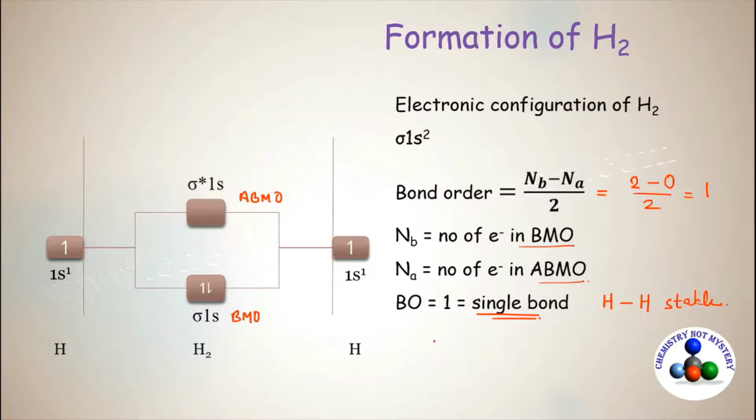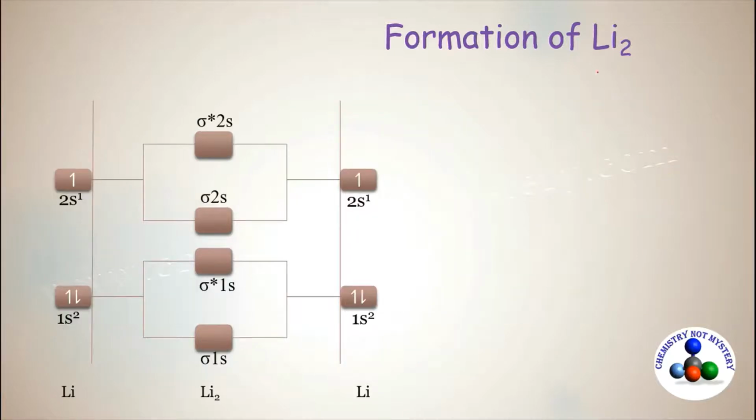Now come to the magnetic behavior. As all the electrons are paired, this H2 molecule is diamagnetic in nature. Now come to the formation of the Li2 molecule, and let's predict the stability of the Li2 molecule. First of all, write down the electronic configuration for lithium. Its atomic number is 3, so the configuration will be 1s2, 2s1.